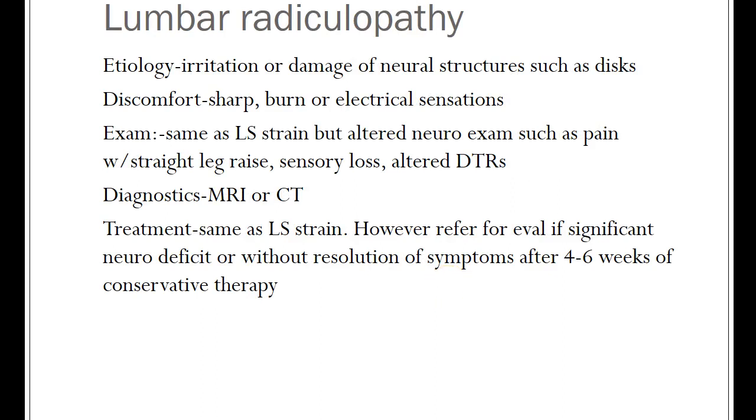All right, lumbar radiculopathy. So now we're dealing with irritation, damage of neural structures, such as discs or herniated discs that are irritating nerve roots. Of course, you have nerve roots coming out on either side of the spinal column, left and right side. Usually this is going to occur after years or frequent episodes of back pain caused by repeated damage to the annular fibers of the disc.